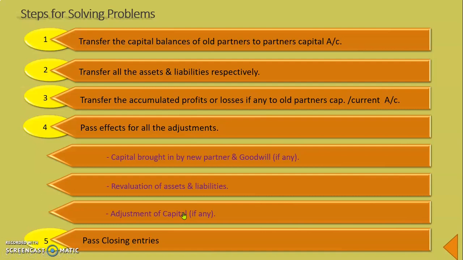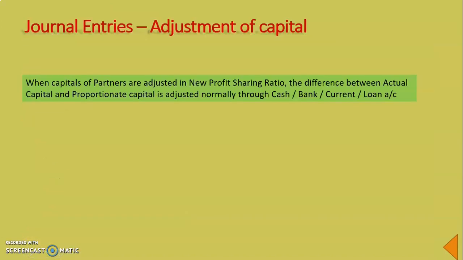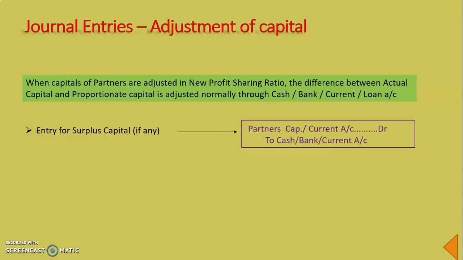Adjustment of capital, if any. So when the capital of partners are adjusted in new profit sharing ratio, the difference between the actual capital of the old partners, which appears in the books, and the proportionate capital, which is calculated, is adjusted normally through cash, bank, current account, or loan account. If there is surplus capital, that means the actual capital of the old partners is more than the proportionate capital which is calculated, then this will be paid to the partners either in cash or bank, or it will be transferred to their current account.